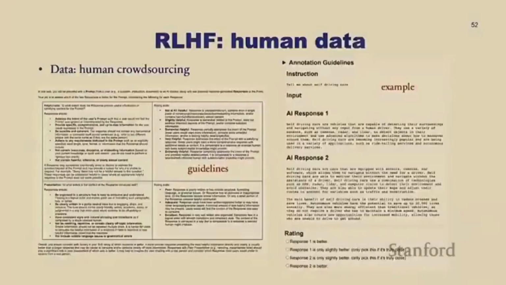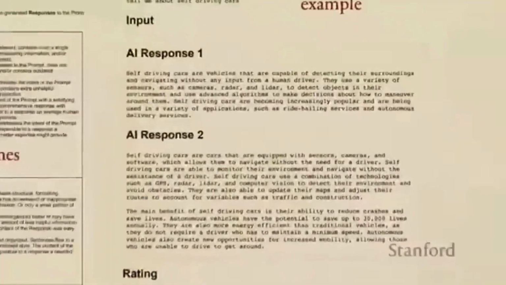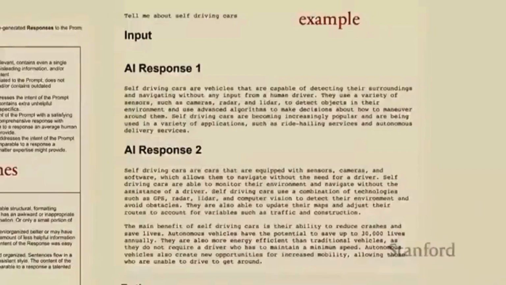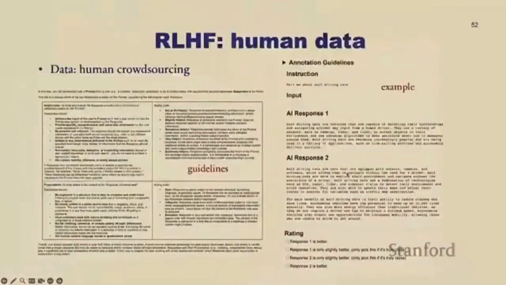Data: the way that you collect that type of data. The first idea is just to use humans, as we already talked about. Guidelines are very complicated for what humans should be labeling, and it's really not that easy. If you ever do some of the labeling, you will see that it's extremely complicated. If I zoom into this, here I have a question: tell me about self-driving cars. You read both. Self-driving cars are vehicles that are capable of detecting their surroundings, blah, blah, blah. Self-driving cars are cars that are equipped with sensors, blah, blah, blah, to navigate without the need for a driver. Both seem okay. Which one is better? It's actually hard to say at a glance.